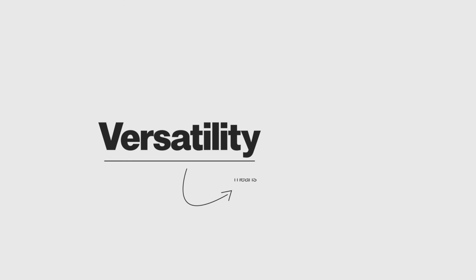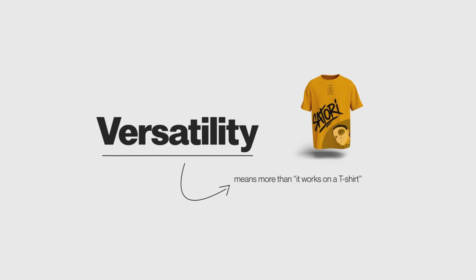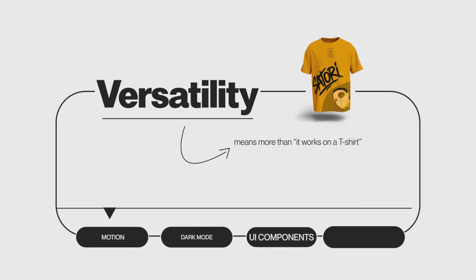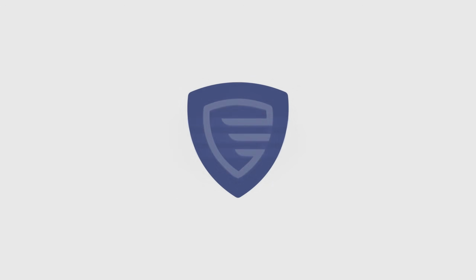Versatility now means more than it works on a t-shirt. Your logo has to work in motion, in dark mode, inside UI components, on physical products. It's easy to envision the GRI shield here animating gently into place on a finance app splash screen, and then sitting as a tiny avatar in the corner of a website, and then also printed on a huge wall. That is versatility in 2026.